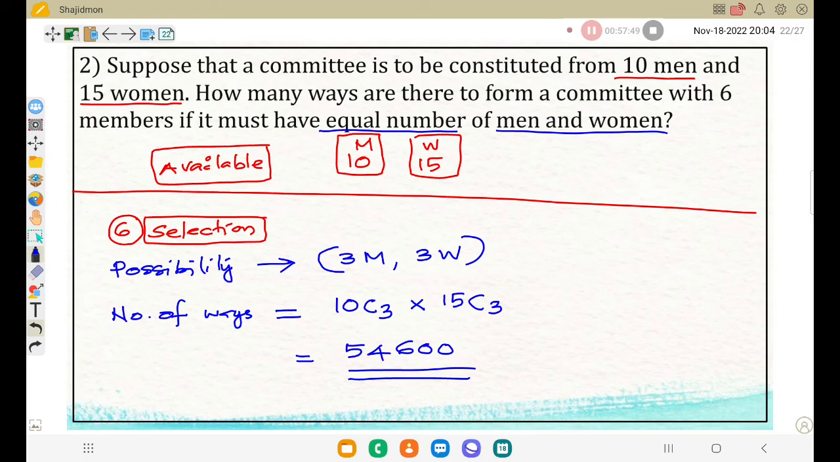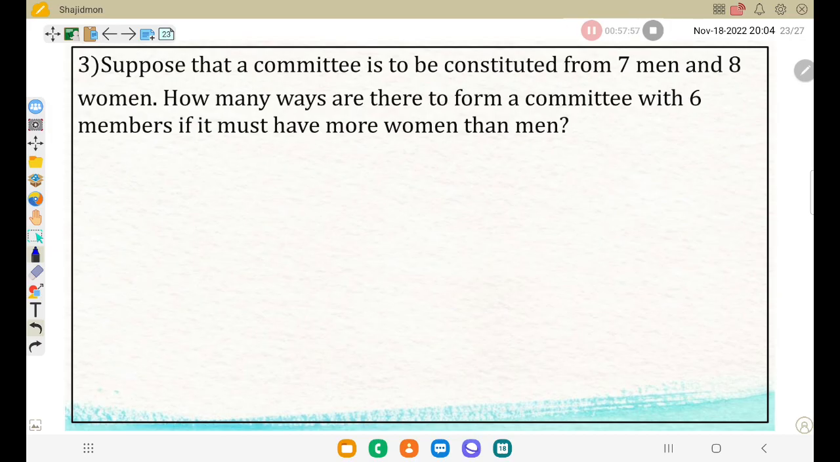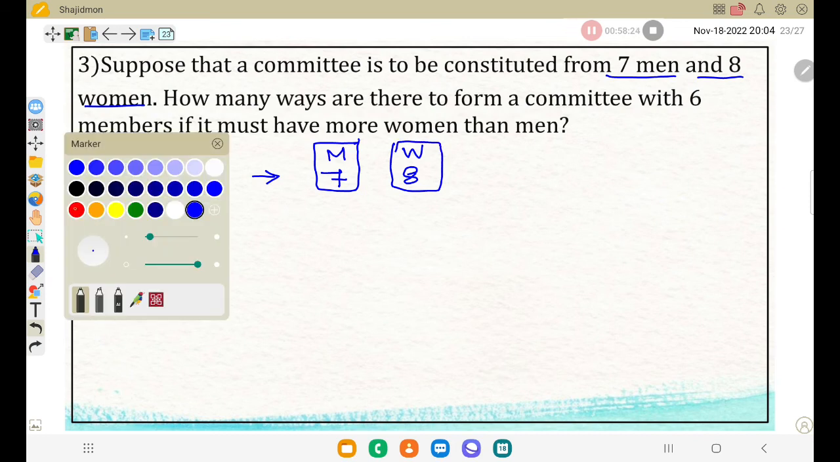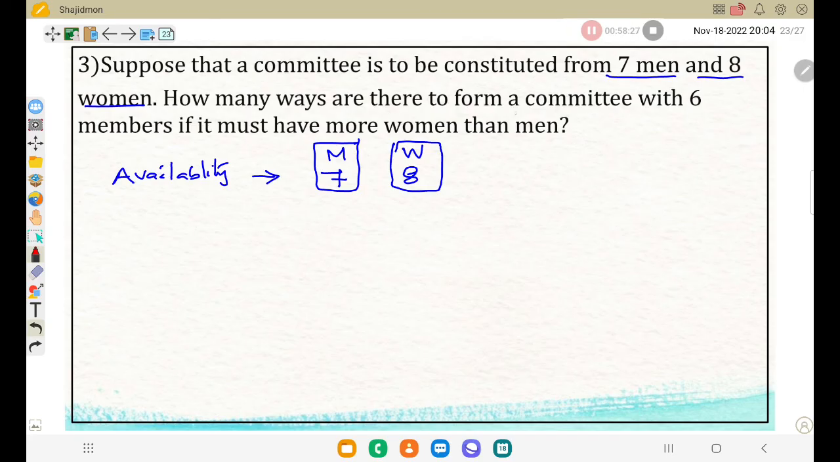Now one more committee question we are doing, same idea as this, so that you will understand more. Question number 3. Suppose that a committee is to be constituted from 7 men and 8 women. So I am writing the availability: we have 7 men options and 8 women options. Now we can read again. How many ways are there to form a committee of 6 members? It should have 6 members.